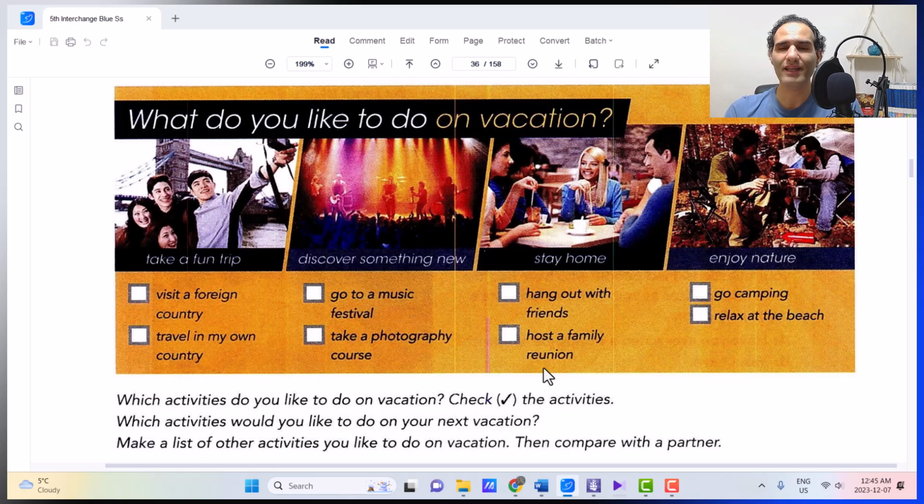So, union together, reunion, coming back together. Host as a verb here. Host a family reunion means you want to be the host of gathering all family members together. For example, your siblings from Europe, your parents are in Asia, you are in America, so you gather all the family members together. That is called a family reunion. Go camping. You know that go comes with activities ending in ing. Go camping, go swimming, go walking, or anything else like that, and relax at the beach.